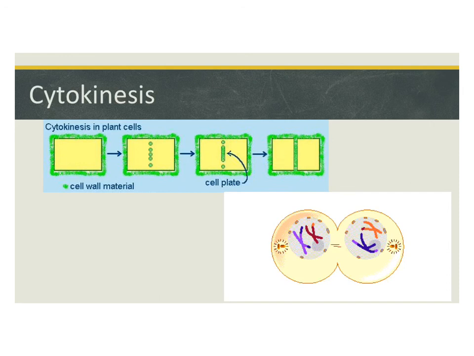So this is a way that cells can make new cells and make sure that everything the new cell has is there, that belongs there. All the cell organelles, and especially all the chromosomes.